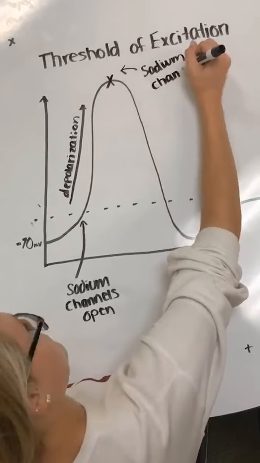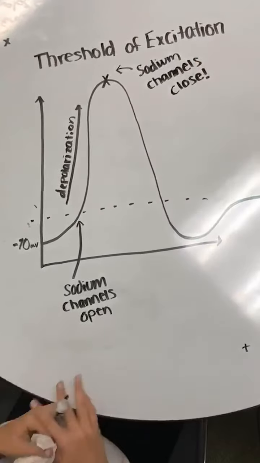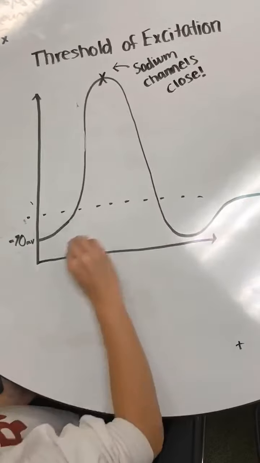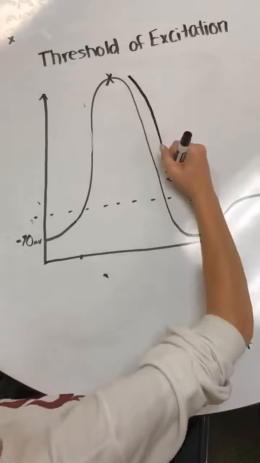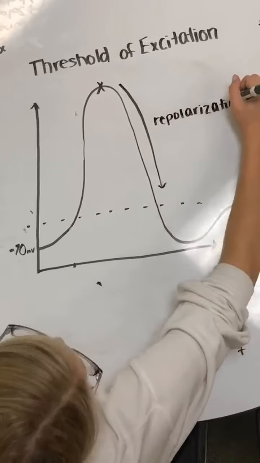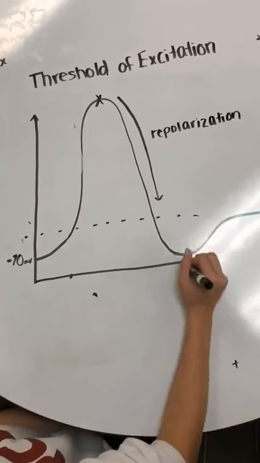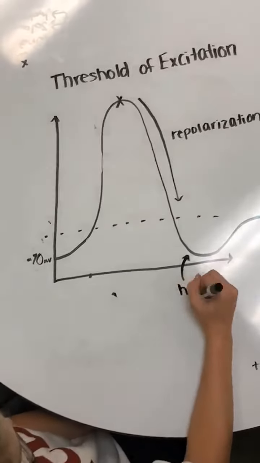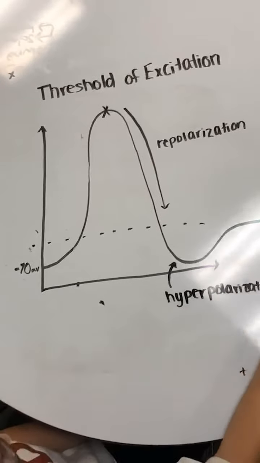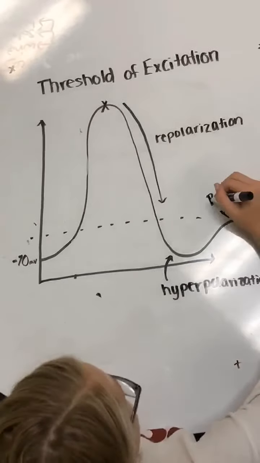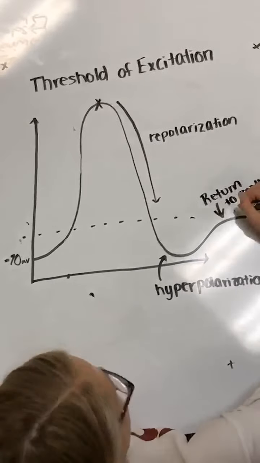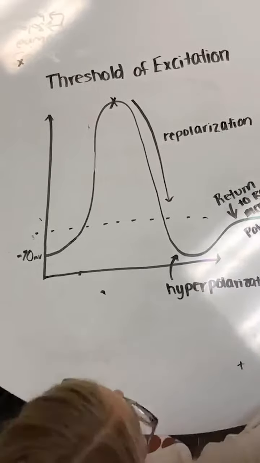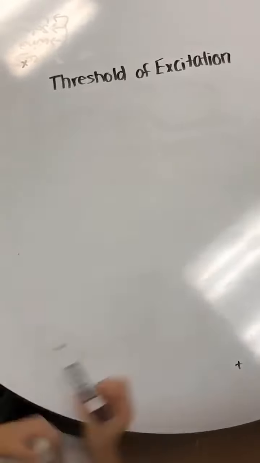Next, sodium channels will close. This results in a repolarization. After repolarization occurs, the cell is going to dip below our threshold of excitation and hyperpolarize. Next, we will return up to a resting membrane potential and prepare to reach the threshold of excitation again.